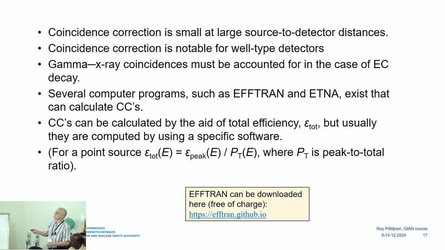Coincidence correction is notable for well type detectors. In well type detectors, there is a hole in the detector into which you can put the sample if you want. In some cases, gamma X-ray coincidences must be accounted for, especially in the case of electron capture.